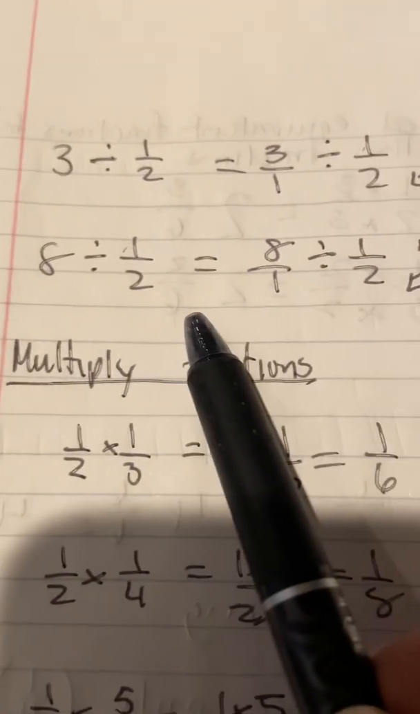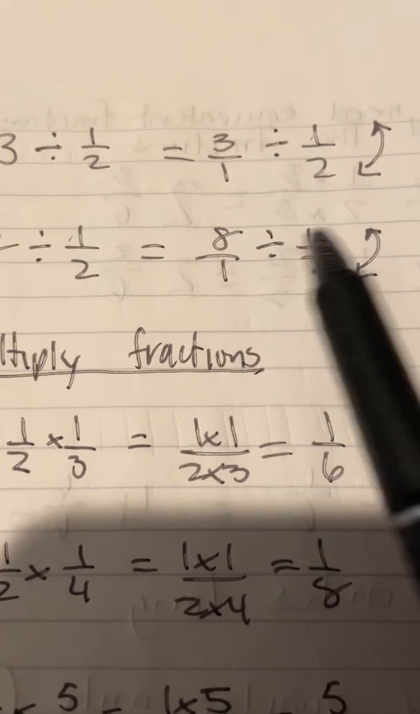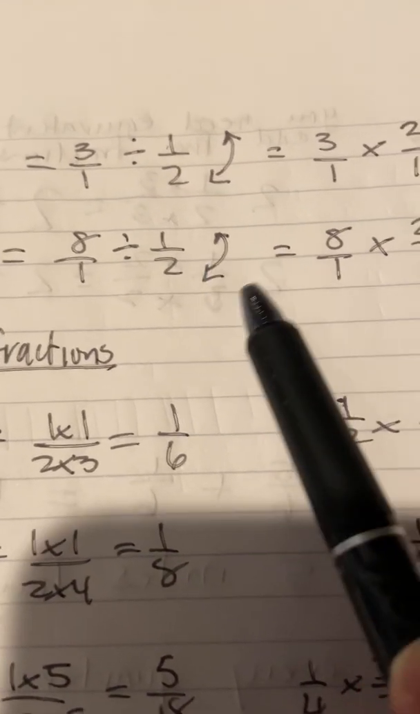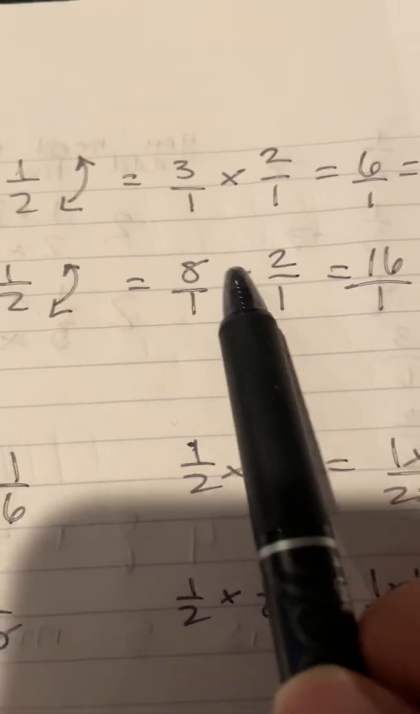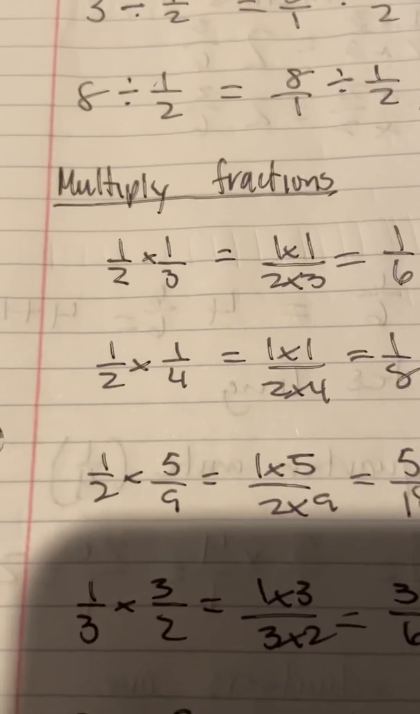8 divided by a half. 8/1 divided by a half. Switch to multiplication, do the reciprocal. 8/1 times 2/1 equals 16/1, which is 16 wholes. Multiply fractions.